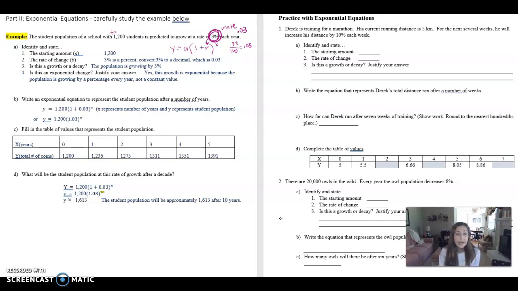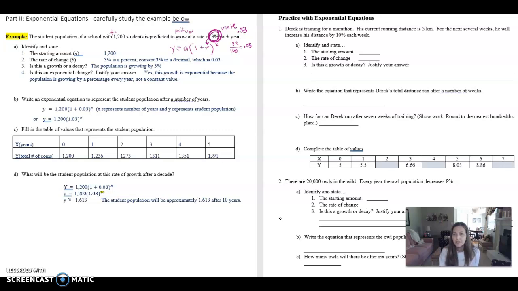We are growing. Okay, grow means positive. It means it's going to get bigger. Our answer should be larger than 1,200. And you can see we plugged it in, we get 1,613 after 10 years. A decade is 10 years. So moving on to the examples that I have for you.